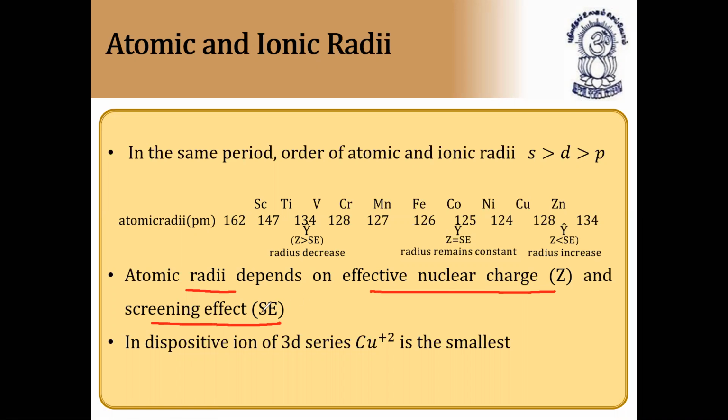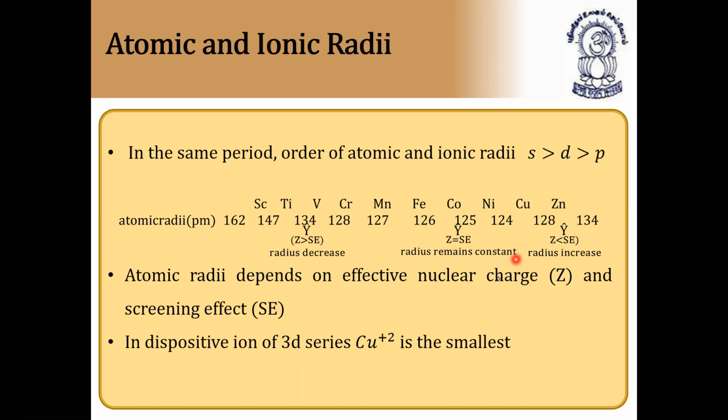screening effect. In the dipositive ions of the 3d series, Cu2+ is the smallest one, meaning copper on losing 2 electrons becomes Cu2+. So this is the atomic radii trend. It is not following a regular trend. Listen carefully: why is it increasing here? Because of poor shielding effect. Here poor shielding effect takes place and the screening effect is less.